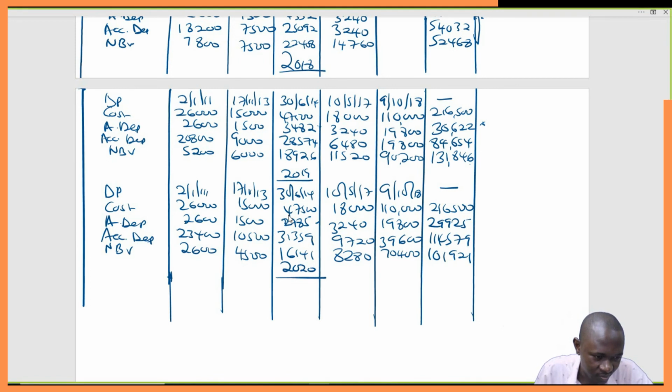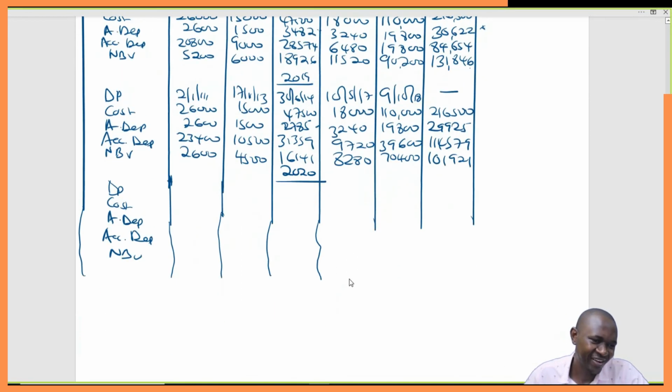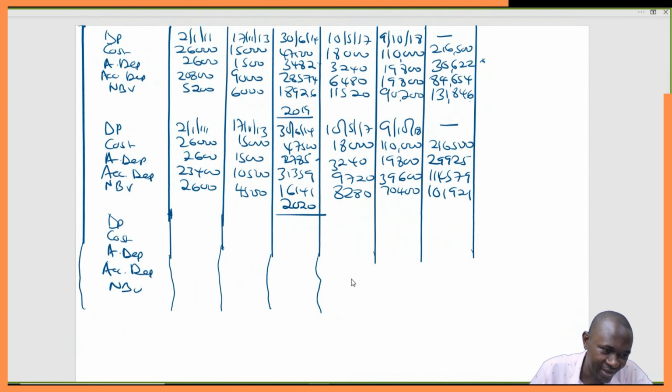So then we go to 20, which is our final here. Wow, it has been a journey, but thank God. Cost, annual depreciation, accumulated depreciation, and then net book value. So this time round, I think I can just do my own lines here. I hope I get them right. Okay. We are done.